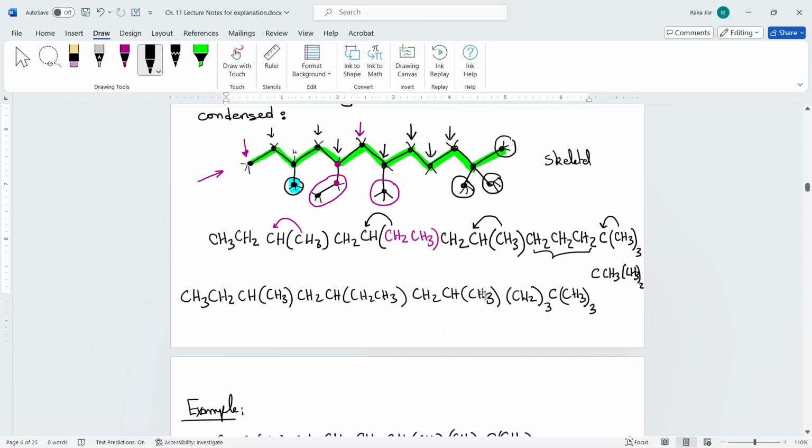Now, what's the difference between a CH3 and a CH2? I know a CH3 is a branch of the carbon because every carbon has 4 bonds. But the CH2 is not a branch. CH2 is part of the chain, so pay attention to that.